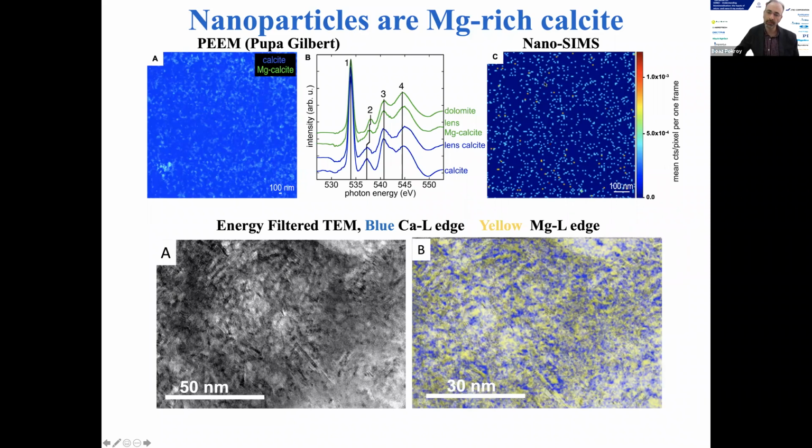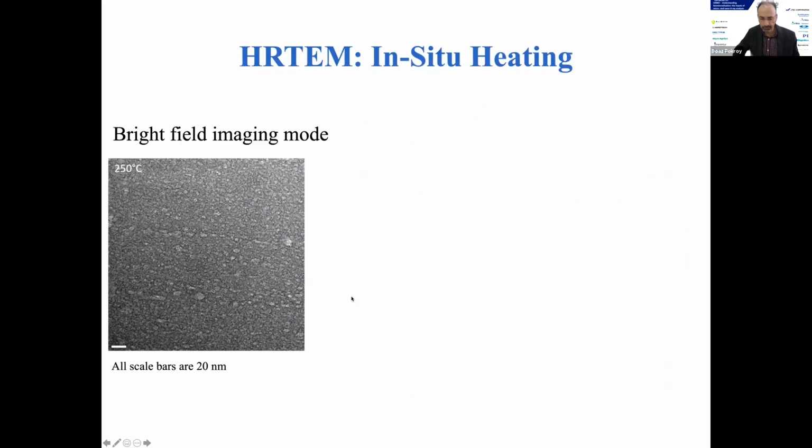We could use high-resolution SEM with NanoSIMS and image this, and also filtered or energy-filtered TEM. And you can see that you have a mixture here of lower magnesium calcite and higher magnesium calcite.